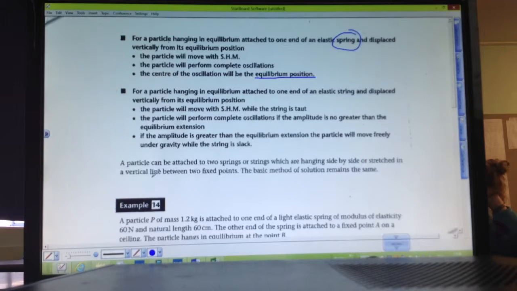Now, a particle can be attached to two springs or strings which are hanging side by side or stretched in a vertical line between two fixed points. The basic method of solution remains the same. Example 14.